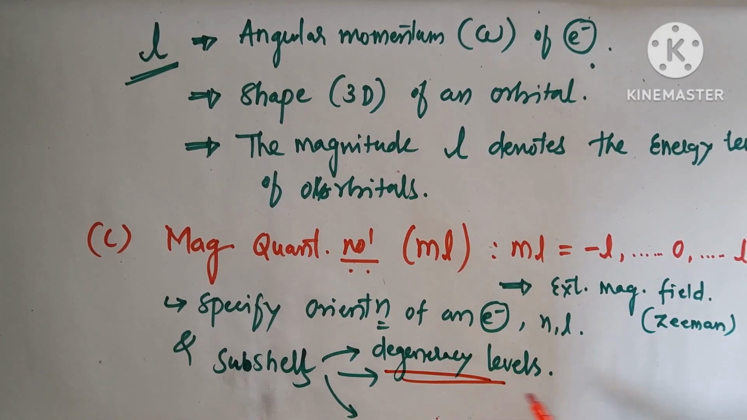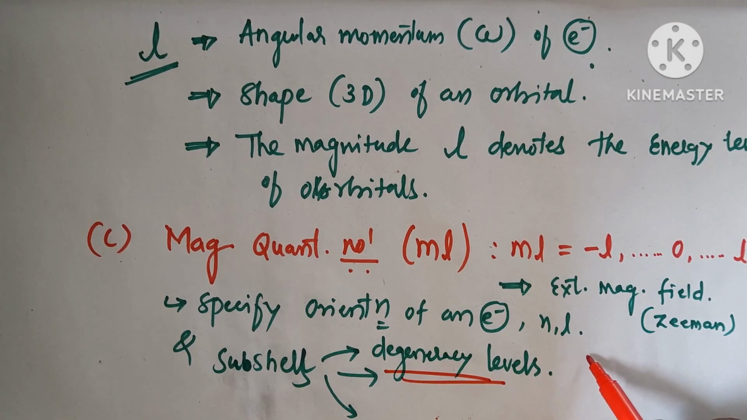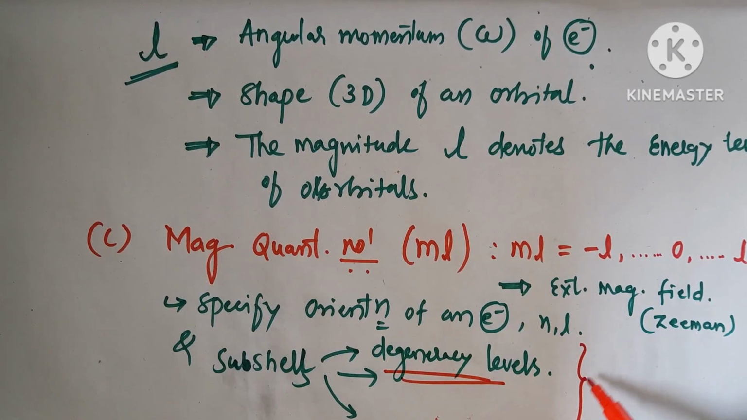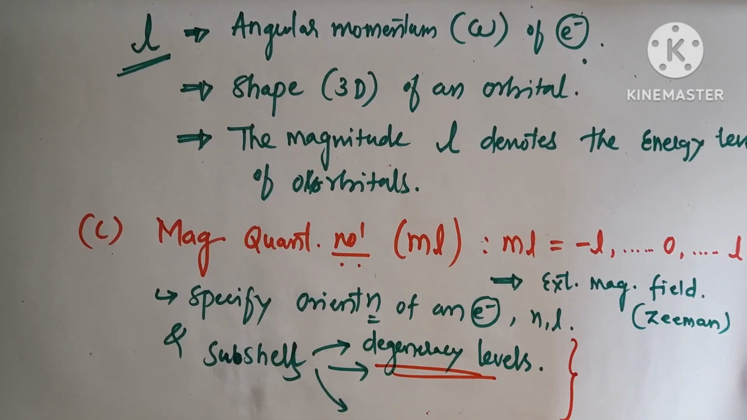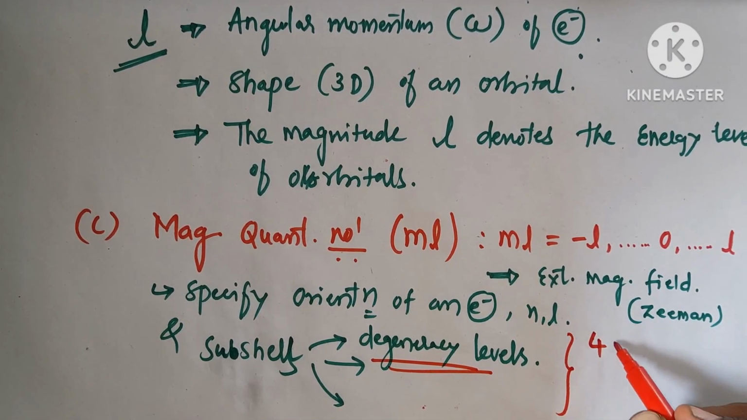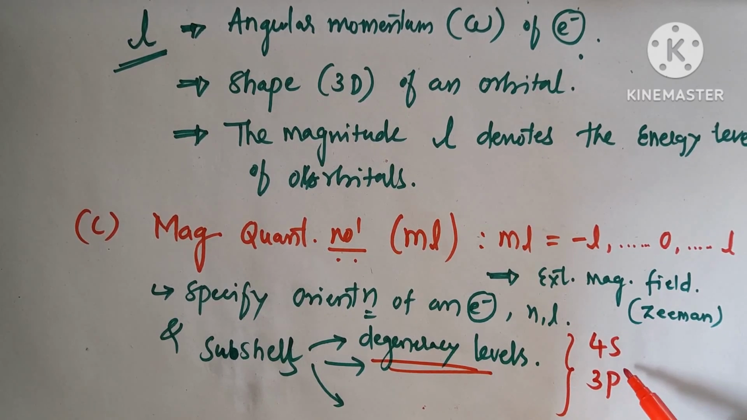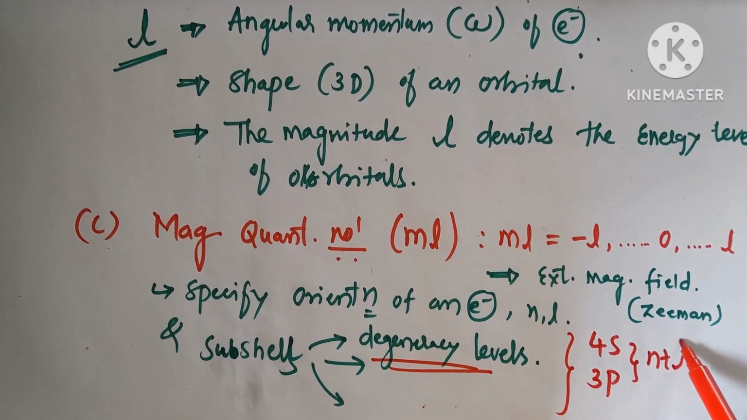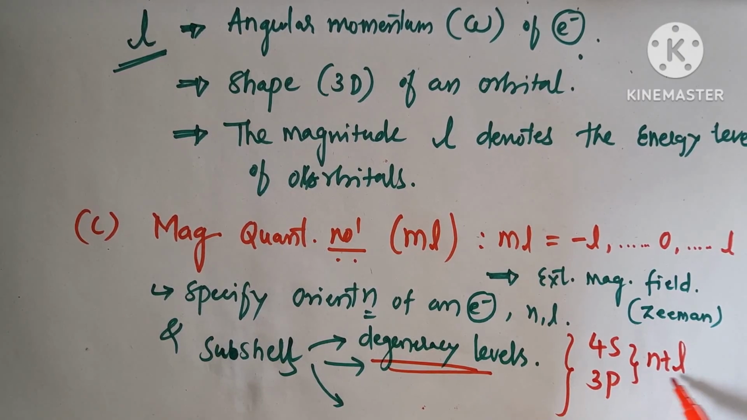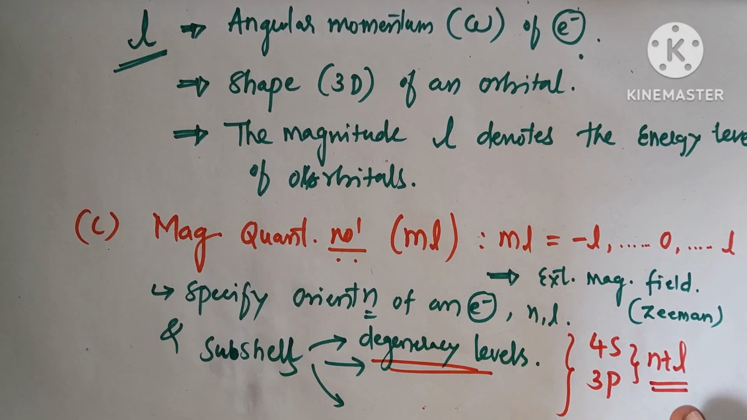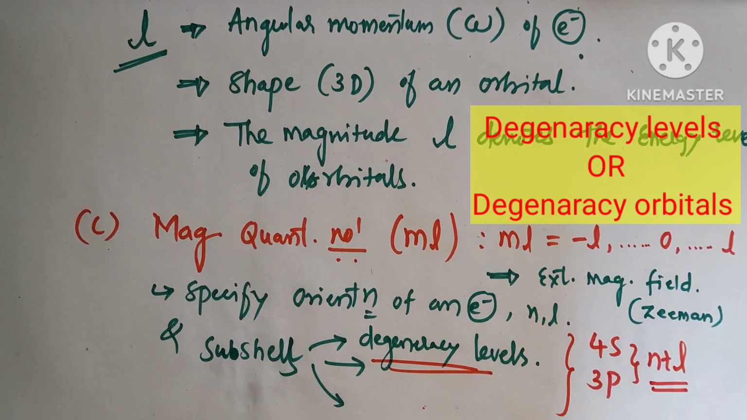Here, degeneracy levels means, as already discussed, any two or more orbitals having equal energy, but they are different orbitals, like 4s and 3p. These two are different orbitals, but both have n plus L value equal to 4 only. So these both have equal energy levels, and hence they are called degenerate orbitals.